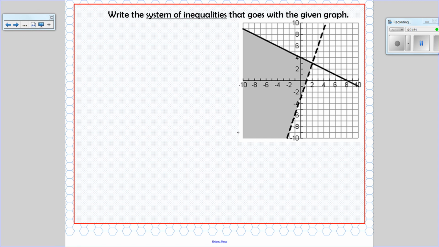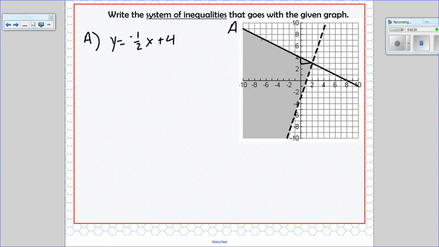Okay, so we want to write the system of inequalities. We're going to do this the exact same way that we wrote one inequality. We're just going to do it with two. So for this first solid line here, I'll call it line A, we see that it has a slope of down 1 over 2 and a y-intercept of 4. So we start off by writing that equation.